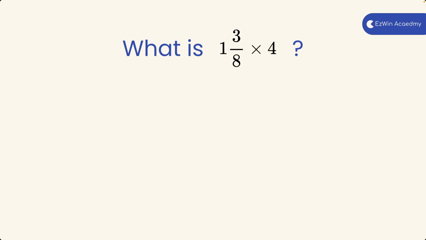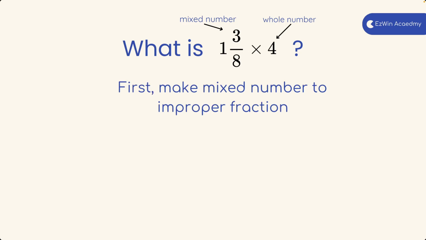So there's this question: what is 1 3 out of 8 times 4? You can pause this video, do the workings, and unpause the video once you are done to see if you got the answer correct. Okay, so we know that 4 is a whole number and 1 3 out of 8 is a mixed number. So the first thing that we need to do is to make the mixed number an improper fraction so we can do this product easier.